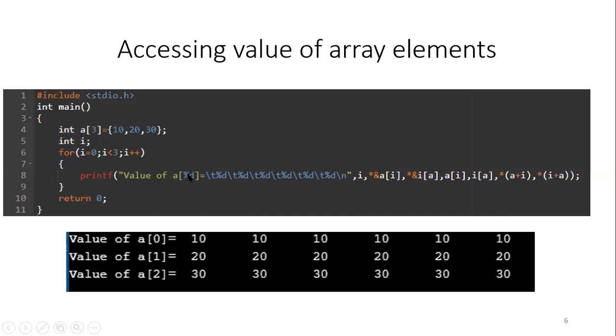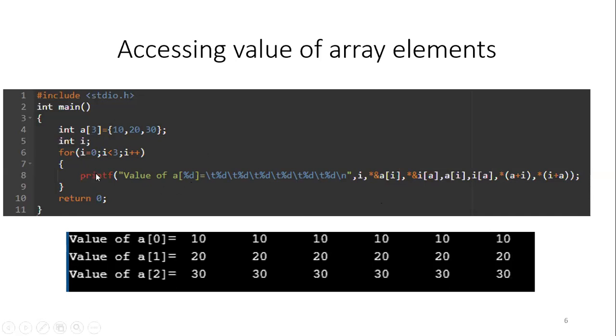Now, inside the printf statement, I am printing all the 6 different cases to print the value of the ith element in the array. So the cases are star ampersand a of I, then star ampersand I of A, then a of I, then I of A, then star a plus I, then star I plus A. So all these 6 methods will print the value of the ith element.